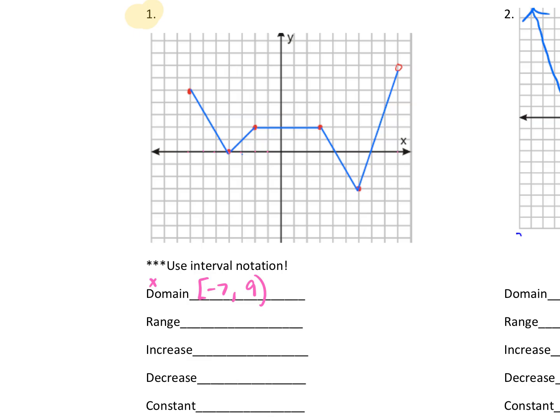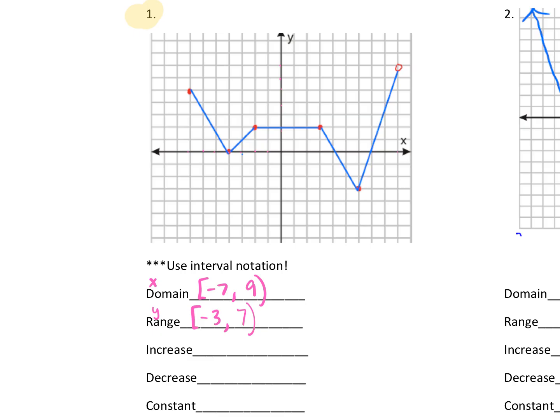Now our range, we start at the bottom. So what number does our graph start at for the y values? -3. Perfect. Bracket or parentheses? Bracket, -3. And then where does our graph stop? 7. Bracket or parentheses? Parentheses, because it's an open circle there. So it's always smallest to largest values for domain. You go from left to right. Range, you go from bottom to top.